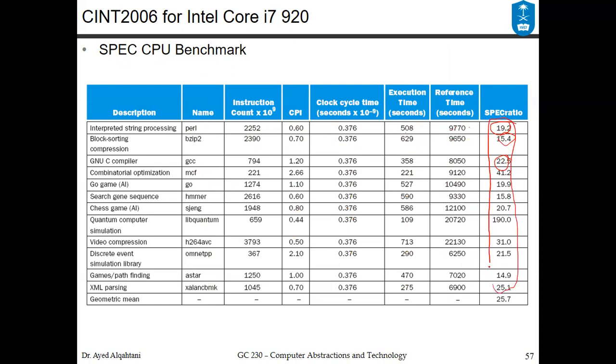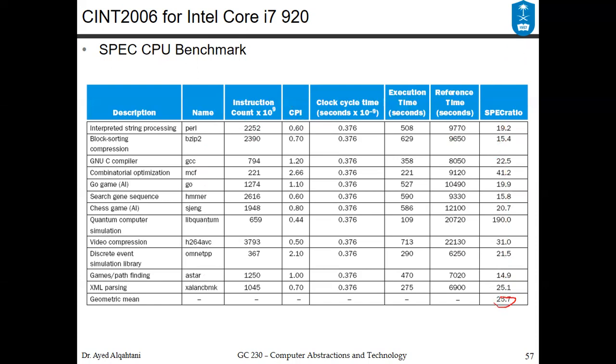You want one number that tells you how good the Intel Core i7-920 is. And this number, you get it by multiplying the SPEC ratios and then raising it to the power of 1 over, count them, 1, 2, 3, 4, 5, 6, 7, 8, 9, 10, 11, 12. And you get this number, which is 25.7.